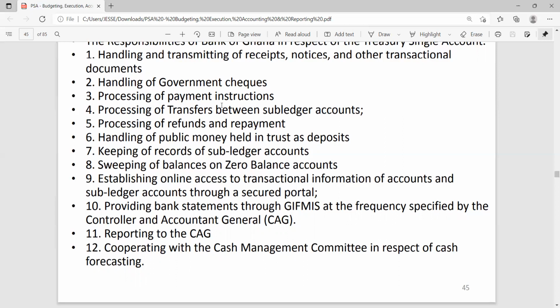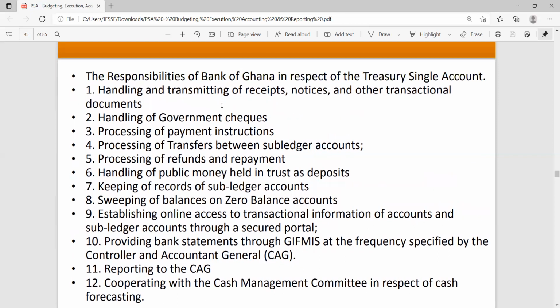So the Bank of Ghana is literally like the bank for the government, and anything or similar activities that your personal banker would perform for you in operation of your personal account, it's quite similar to what the Bank of Ghana does for the government, right? So these are some of the responsibilities of the Bank of Ghana in respect of the Treasury single account. So this is where we'll bring this lecture to an end.